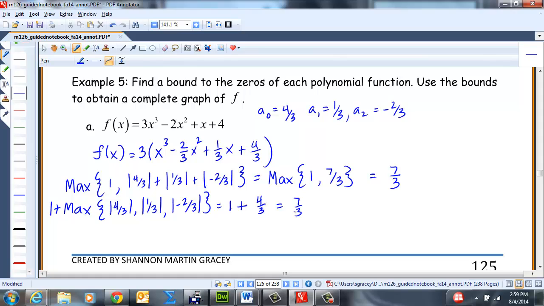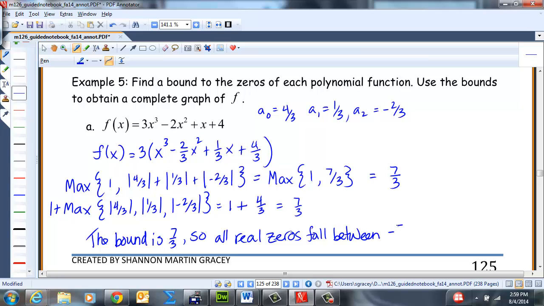So all the real zeros are going to fall between. The bound is 7/3. So all real zeros fall between negative 7/3 and positive 7/3. So when we do our graph, we know that we have to make sure our graph includes those values.